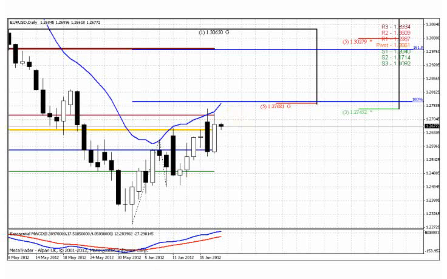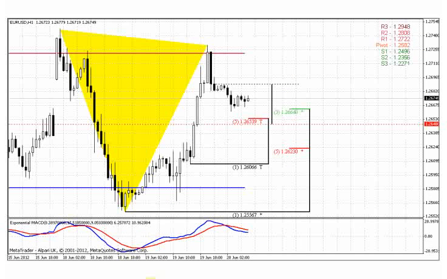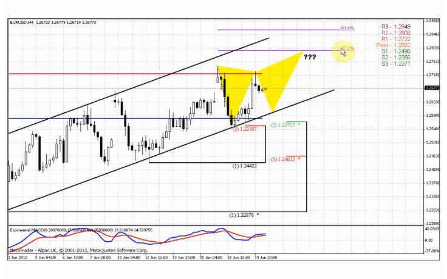But those are two levels to watch for: 126.50, 126.60 support. The potential destination is around 128 or 128.50 area, depending on where this butterfly will complete.